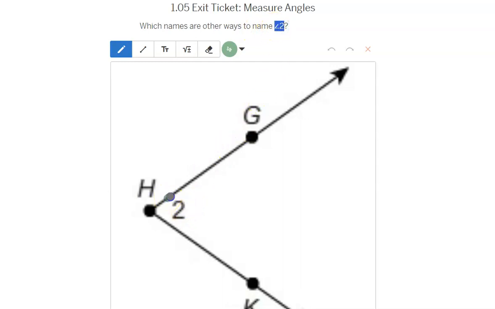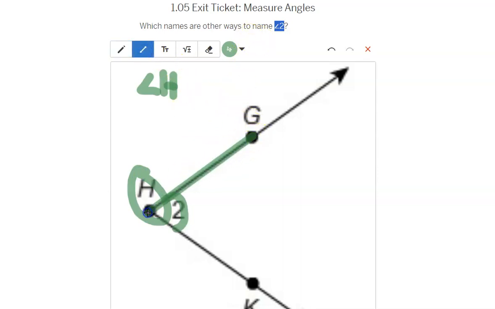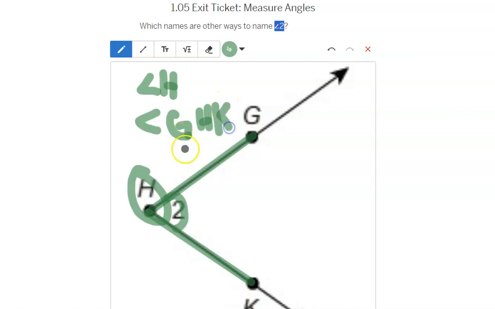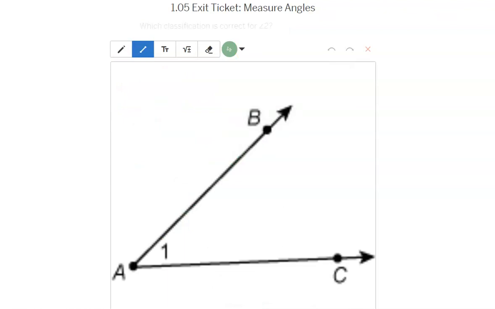So notice right here, this is angle 2. We could call this angle H because H is the vertex. We could also call this angle GHK. We want to remember with our angles that the vertex is always in the middle of the angle, so GHK. Next question, which classification is correct for angle 2?